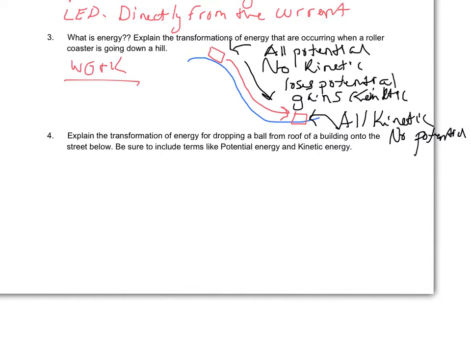Explain the transformation of energy for dropping a ball from a roof of a building onto the street below. Be sure to include terms like potential and kinetic energy. So the same idea really here.